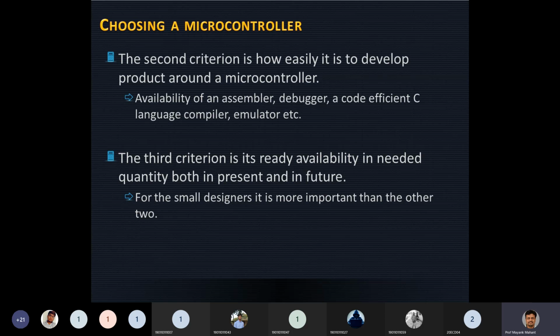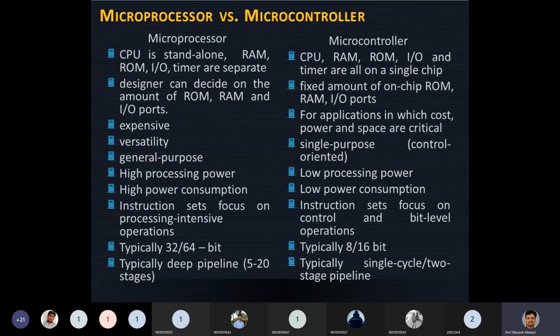Okay, and finally the third criterion is the ready availability of the controller at the time of the requirement, in the past, present or future. For a small designer it is more important than the other two, because if you have selected a microcontroller for your project and you find out after 6 months that it is not available in the market, then it would create a lot of problems. So first of all you need to check whether the microcontroller is easily available in the market or not.